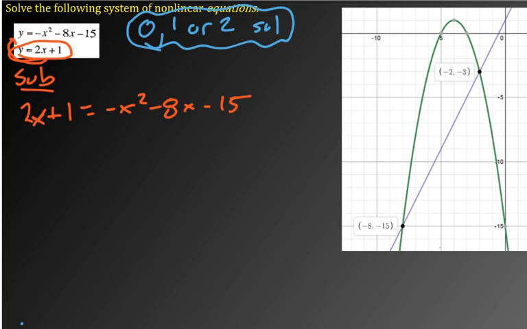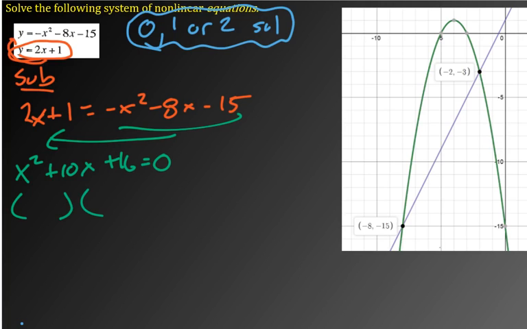Probably would go ahead and take all of this and move it over to the left because I want to keep the quadratic term positive. If you do that, you'll get x squared plus 10x plus 16. And then it's actually nice because it factors. If you think about multiplying to 16 and adding to 10, it would be an 8 and 2 situation. And then the roots of that quadratic are negative 8 and negative 2.